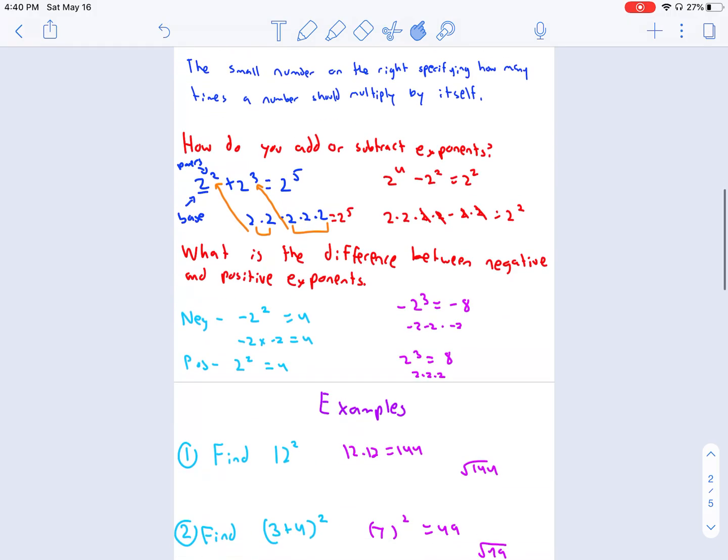What is the difference between the negative and positive exponents? If the power is even, then you should get a positive number. But if the power is odd, then you'll get a negative number. And if it's even, the negative exponent will equal the positive exponent if they're the same. But if it's odd, they will be complete opposites.